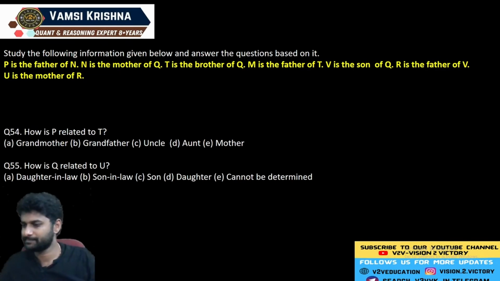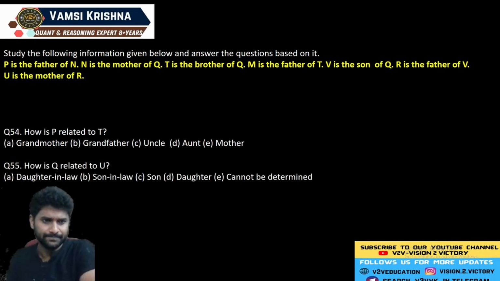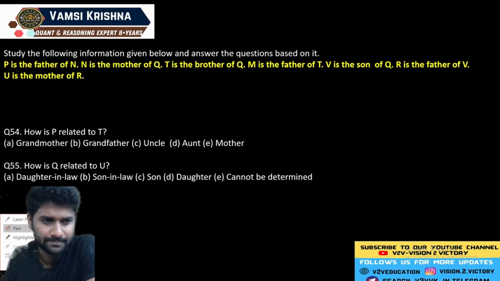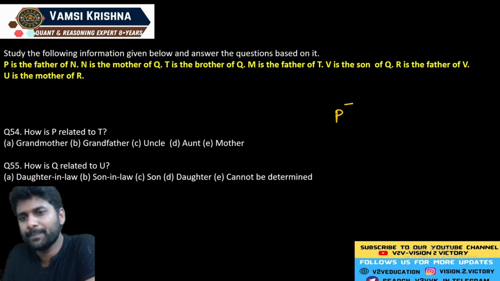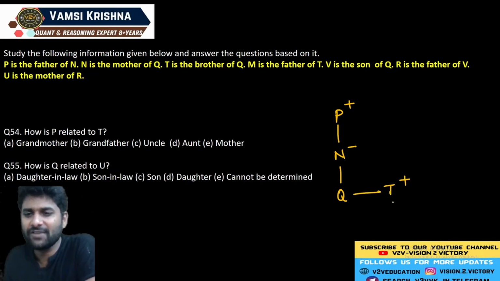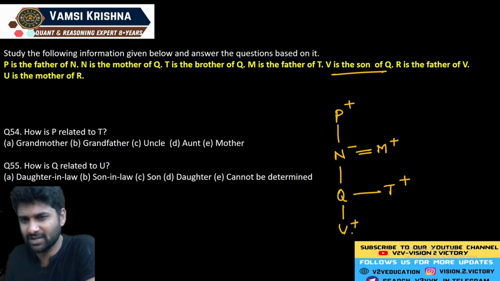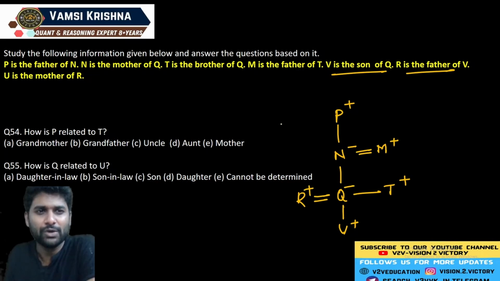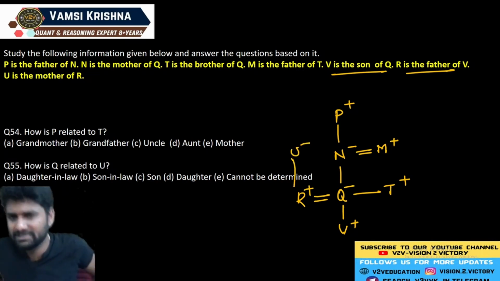Question from relations. Now see, P is a father of N. N is a mother of Q. T is a brother of Q. M is a father of T. So husband of N. V is the son of Q. R is a father of V. So husband of Q, and Q is the wife. U is the mother of R. We are done with the whole data and we will get all the genders also.